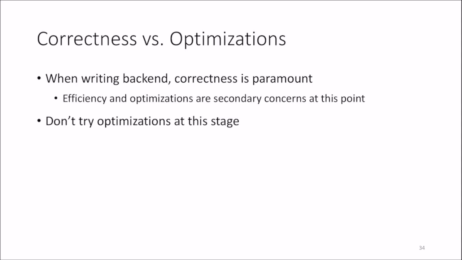When it comes to intermediate representation in general, in writing the backend code, we have to make sure that correctness is addressed first instead of efficiency and optimization, because efficiency and optimization are a secondary concern. The first concern should be that the code is correct. And we don't want to really try optimizing things too much at this point because it can come at the expense of correctness.